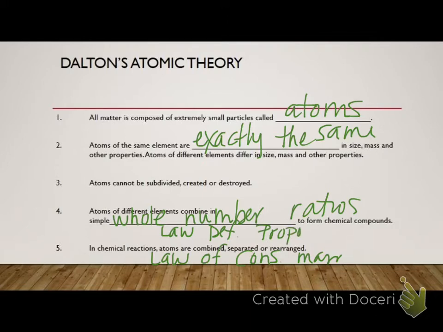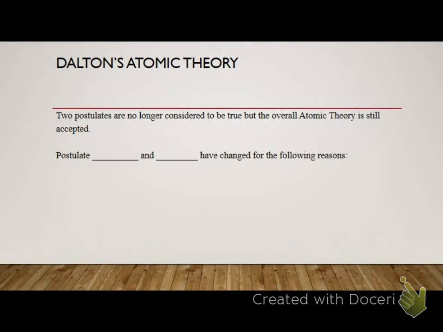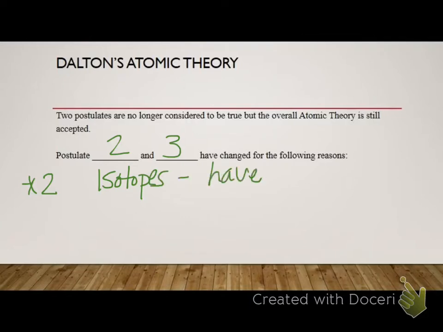Put a star by postulates 2 and 3, because we now know those not to be true overall anymore. Primarily at the time, that's what they thought, but of course since then we've gotten a lot more advanced in our technology and being able to figure out things, and so those two have changed. We still accept Dalton's atomic theory, but the reasons that they have changed are as follows. Number 2 is because we have something called isotopes, which we'll talk about in a few minutes. Isotopes have different numbers of neutrons, so that gives them different masses.